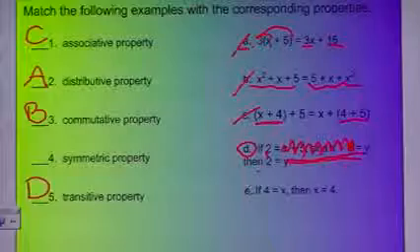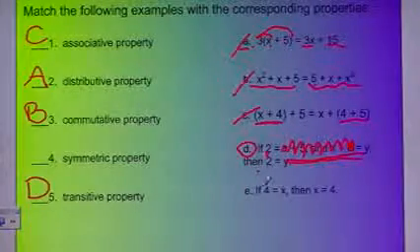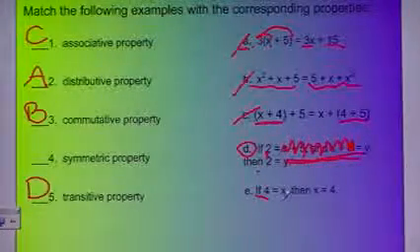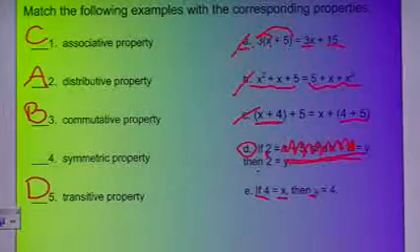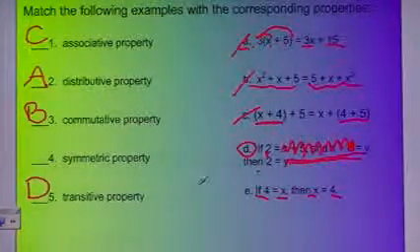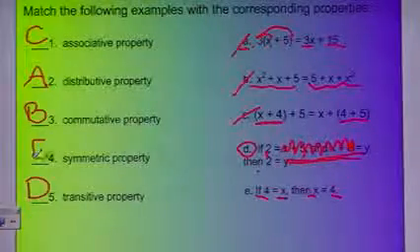So then E must be symmetric, but let's look. First, 4 was on the left, x was on the right, but then they traded places. Now x is on the left and 4 is on the right. So yes, that is the symmetric property.